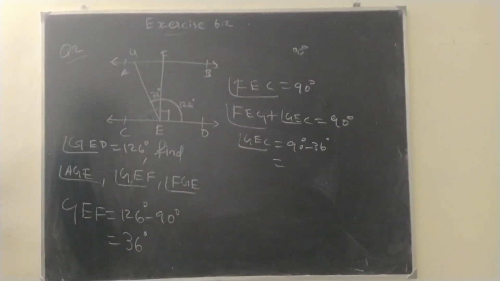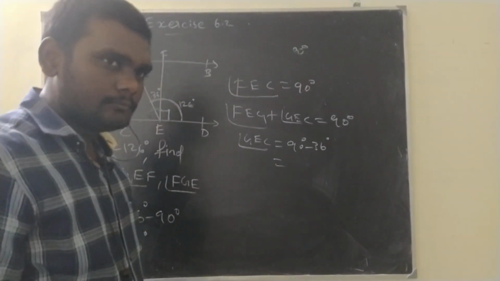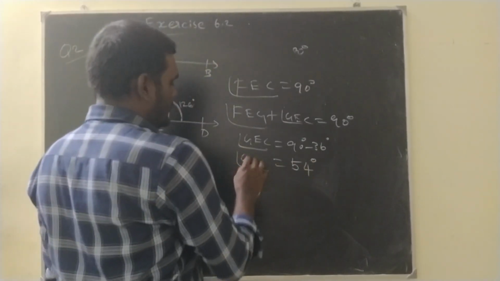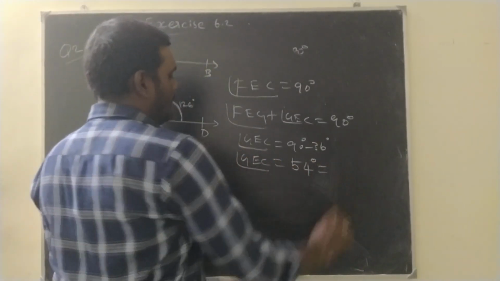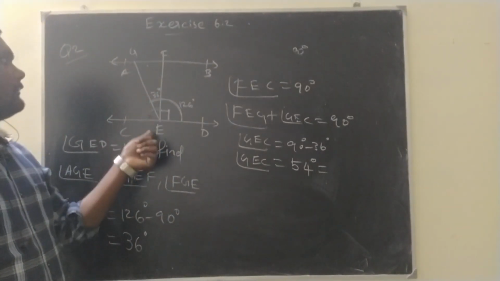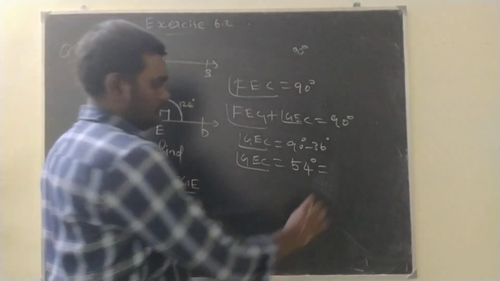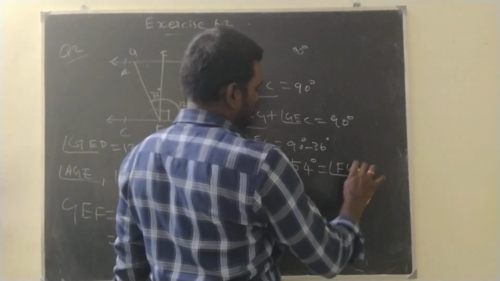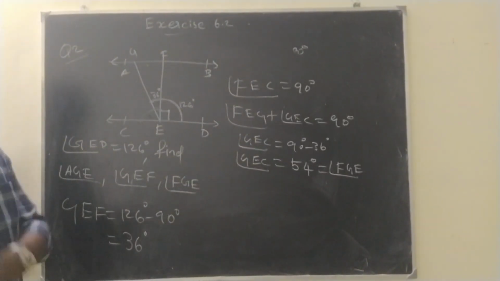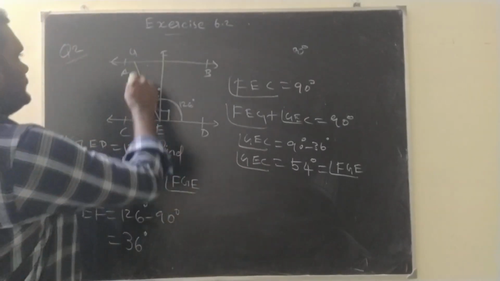Now, what is it then? 50? 54. So that is GEC. And we have GEC is equals to FGE. Okay? FGE, then that is also 54.